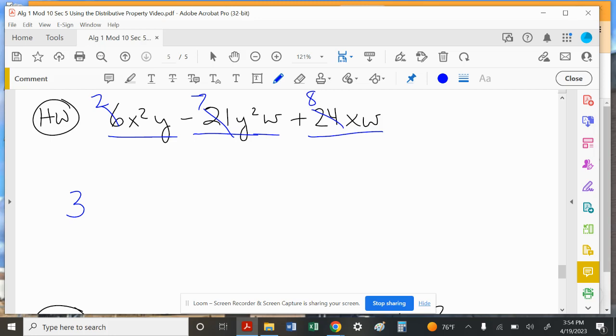And then what I do is I look at the variables. Now, does everything have an x in it? This one does. This one doesn't. So therefore, I can't factor it out. Check to see where the y's are.